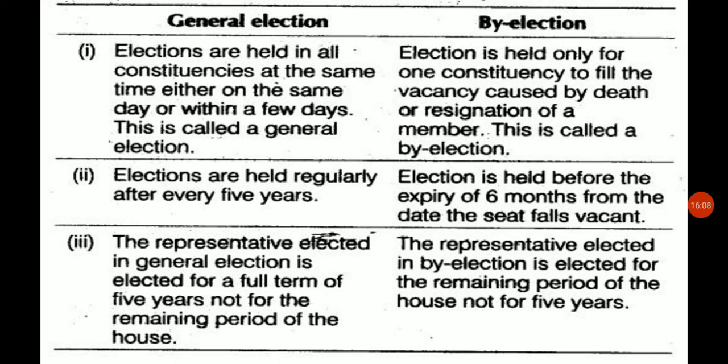Whereas in the by-election, the representative is elected for the remaining period of the house, not for 5 years. That means if a person dies, the person selected will fulfill the other part of the term. If the person has not completed 5 years and dies before 2 years, then the new one will join and complete the term of the governing party.